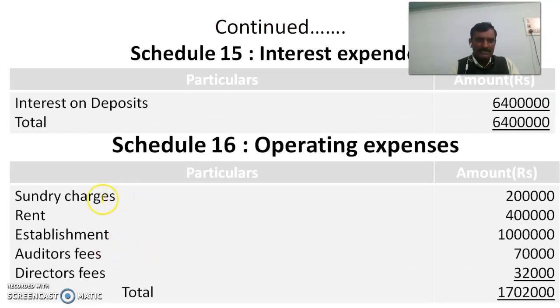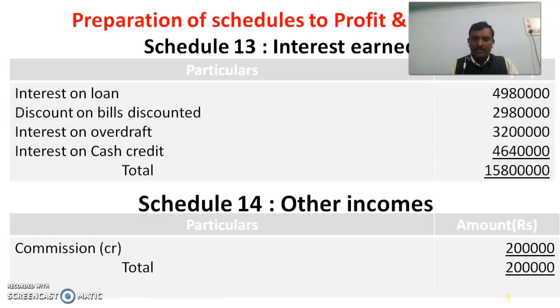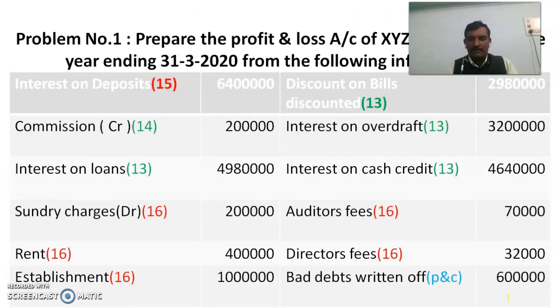Here sundry charges, rent, establishment, auditor's fees and director's fees. The total of all these items is rupees 17,02,000. In the given problem there is only one item, bad debts written off, that is 6 lakh rupees, that can be taken directly to the profit and loss account, and there is no need for preparation of a schedule for that provisions and contingencies.